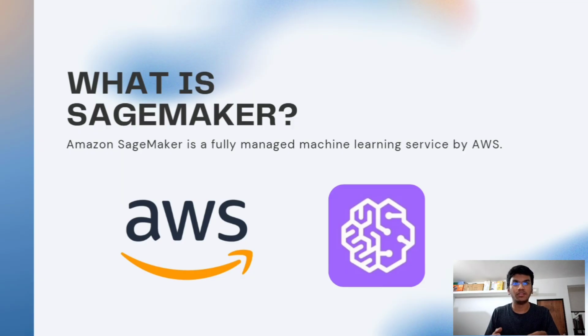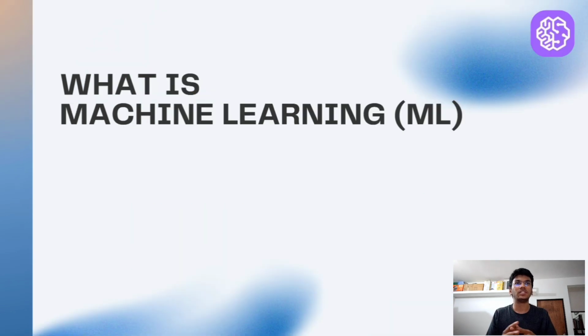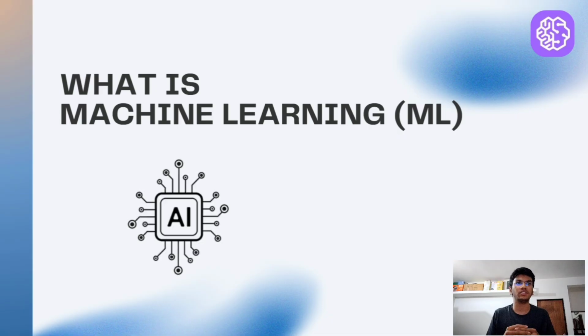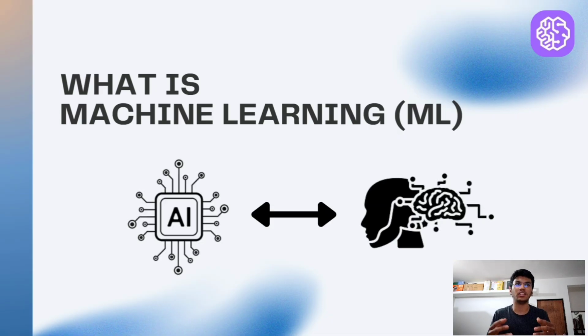So before we begin with SageMaker, I would like to clear some prior concepts, that is, what is machine learning. Machine learning is a branch of artificial intelligence where computers learn from data and improve their performance over time without being explicitly programmed. It is used for tasks like prediction, classification, or pattern recognition.